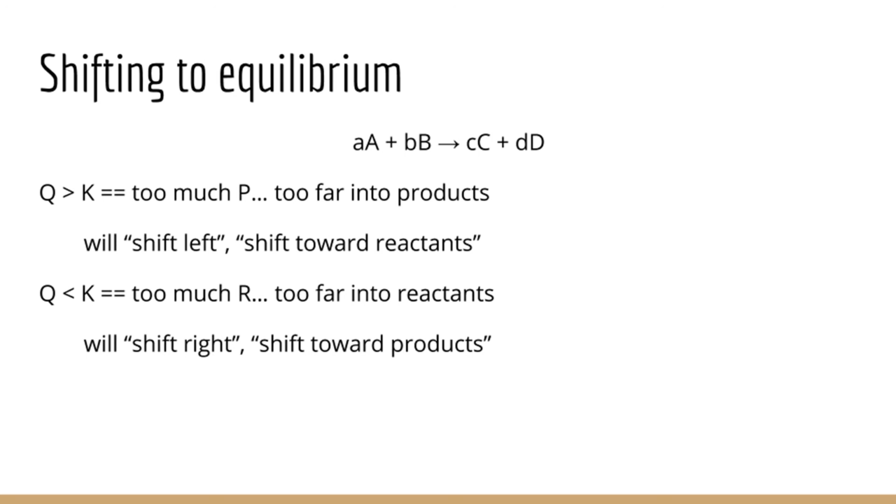Conversely, if Q is less than K, then you have too much reactants, you're too far over to the left. It's going to shift to the right. It's going to shift toward the products. Now, this is just in the comparison of Q and K.